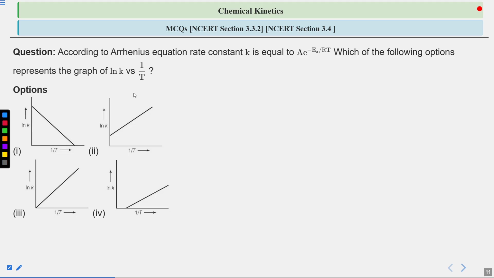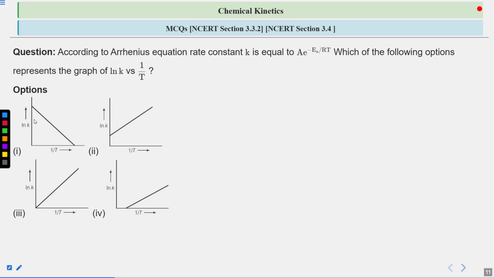So the question says that the Arrhenius equation gives the rate constant expression as k is equal to A e to the power minus Ea by RT. After knowing this equation, you have to select the correct graph representing ln k versus 1 by T. We have four options here, where four different graphs are given.